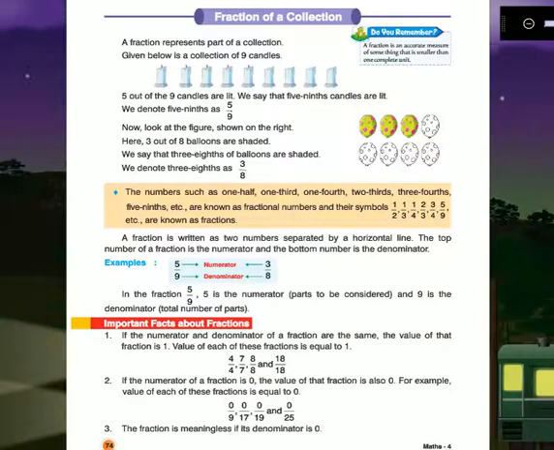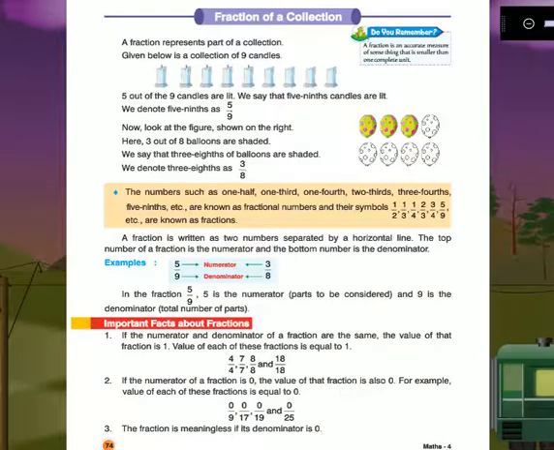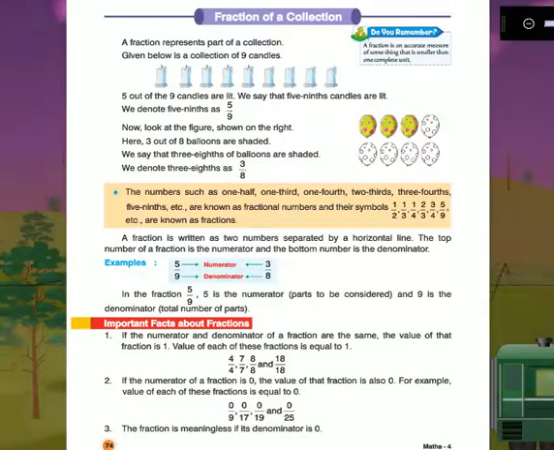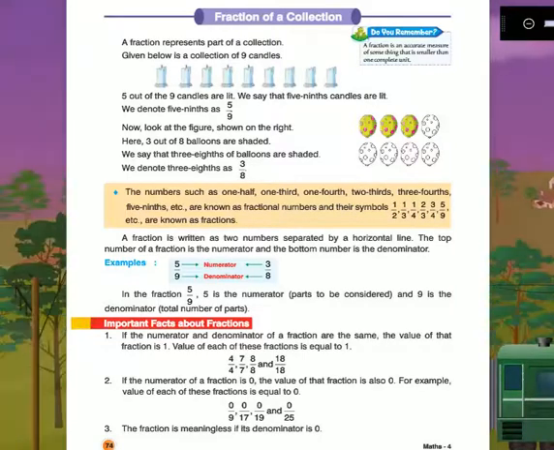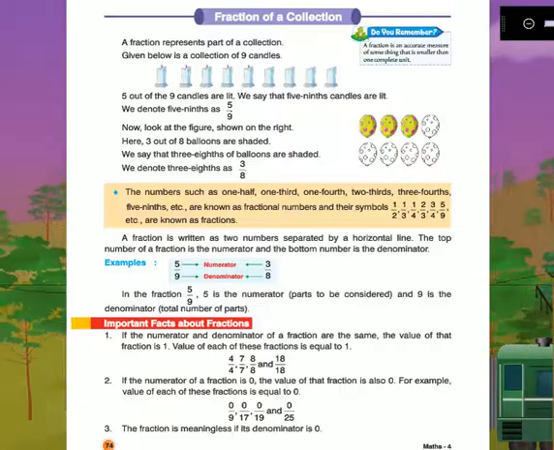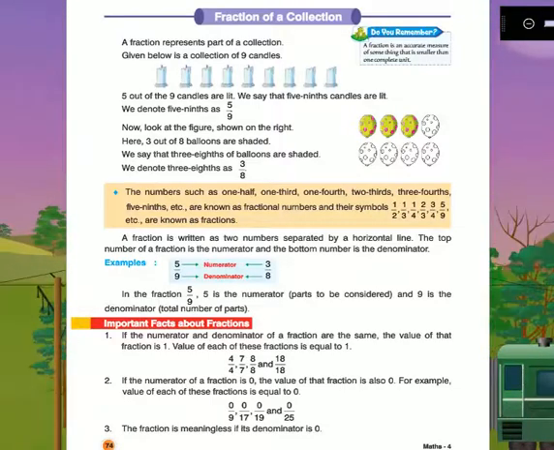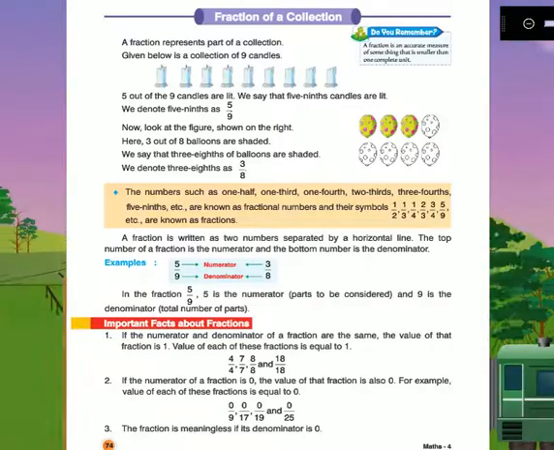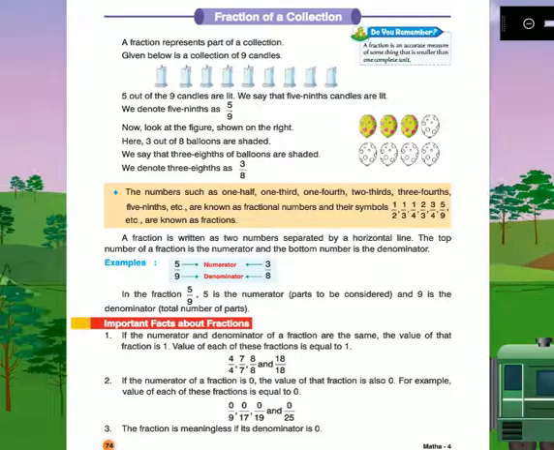If the numerator of a fraction is 0, the value of that fraction is also 0. For example, the value of each of these fractions is equal to 0: 0 by 9, 0 by 17, 0 by 19 and 0 by 25. The fraction is meaningless if its denominator is 0.